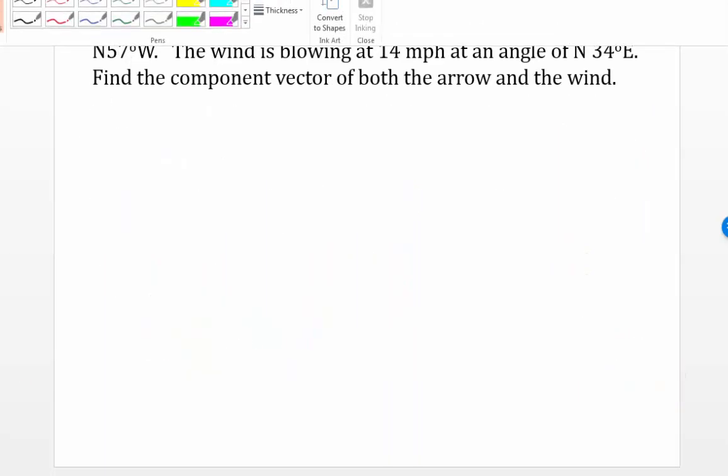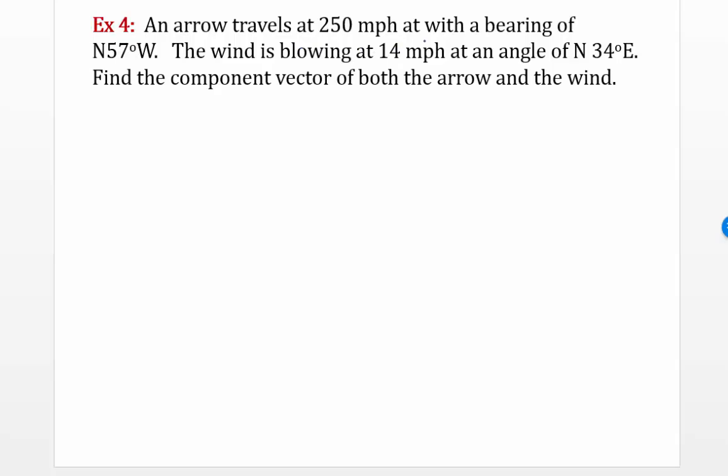Let's try another one. An arrow travels at 250 miles per hour. That's my magnitude. With a bearing or angle of north 57 degrees west. The wind is blowing at 14 miles per hour and an angle of northeast. So we got two things going on. It's a 2-for-1 problem here, okay? So let's deal with the arrow first. Okay? And then we'll deal with the wind in a second, all right?